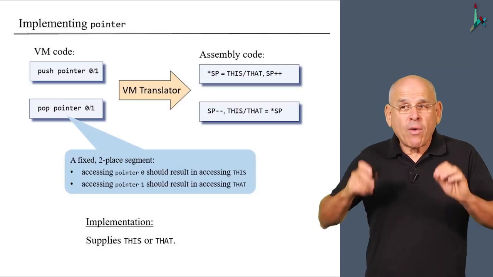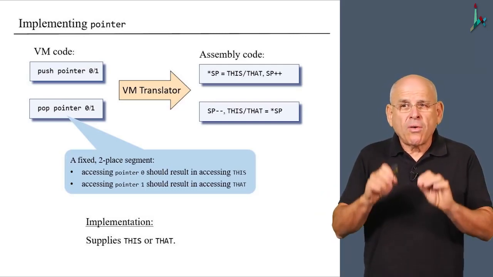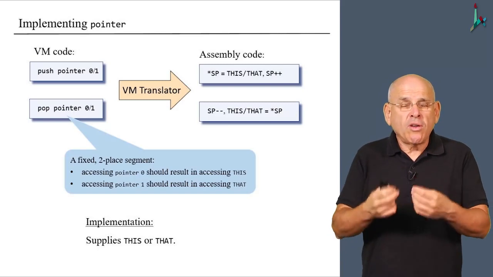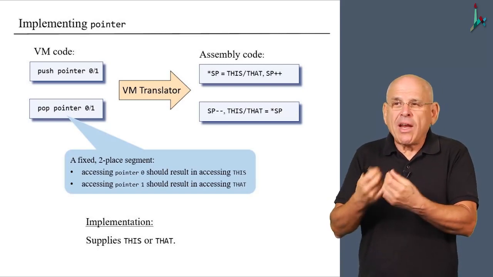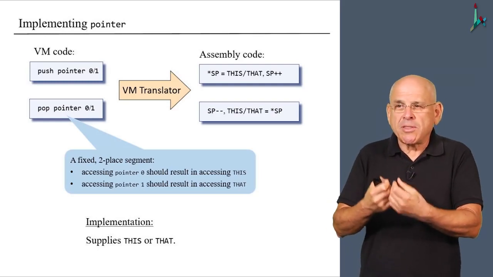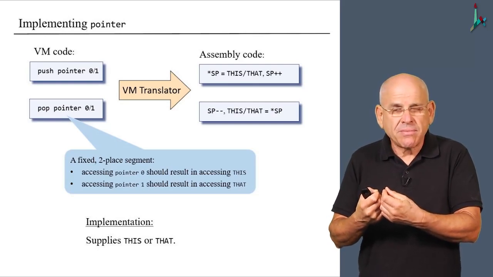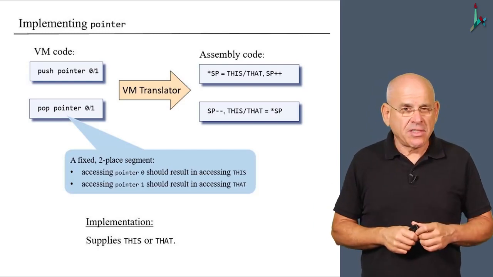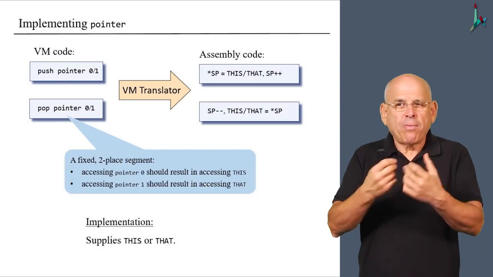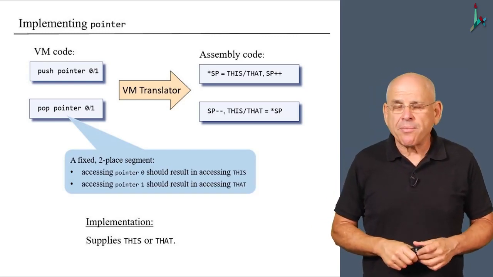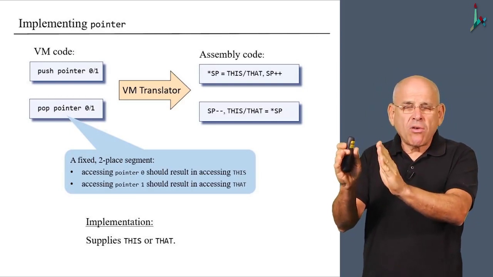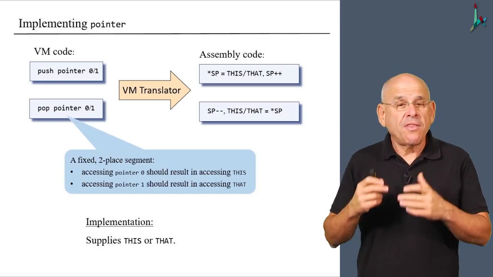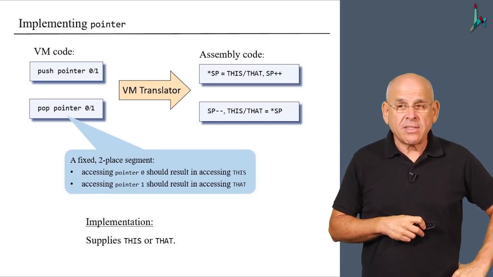So with this in mind, let me say a few words about how we actually do this implementation. So the push pointer 0 command should be implemented as follows. You want to create assembly code that realizes the abstraction *sp = this, followed by sp++. If the VM command is push pointer 1, you do exactly the same, but you use that instead of this. And the handling of pop pointer is symmetrically similar. Now I wish to remind you that the assembly code that you see here is pseudocode, and you have to realize this pseudocode using Hack assembly. So that's how we handle the pointer segment.